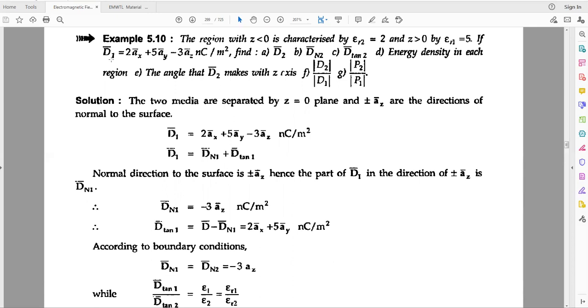The D1 bar is given. Find D2 bar, Dn2 the normal component of the second, and Dtan2 bar, and the energy density in each region, and find the angle that D2 bar makes with the z axis, the ratio of the magnitudes of D2 by D1, and the magnitude of the polarization, that is P2 by P1. Okay. Here also it is very important, my dear students. Many formulas are used to solve this example 5.9 and 5.10 related to the boundary conditions.